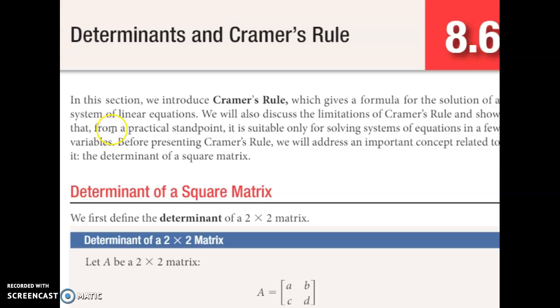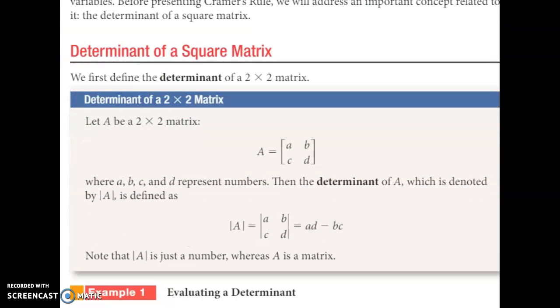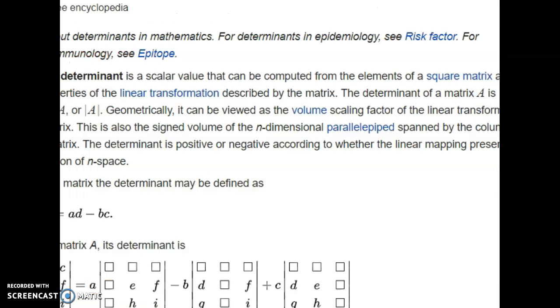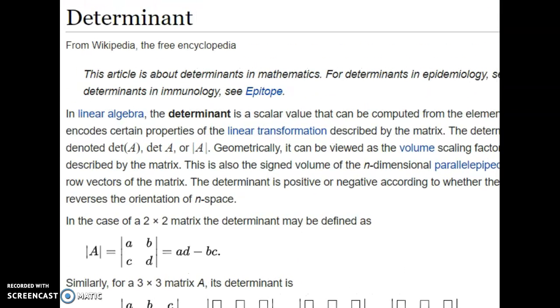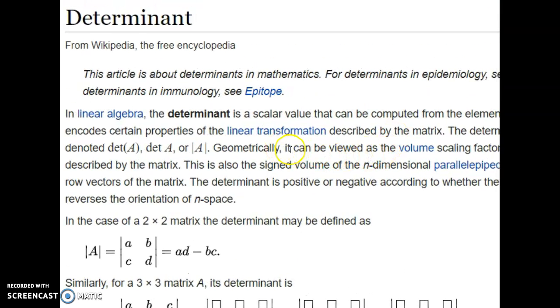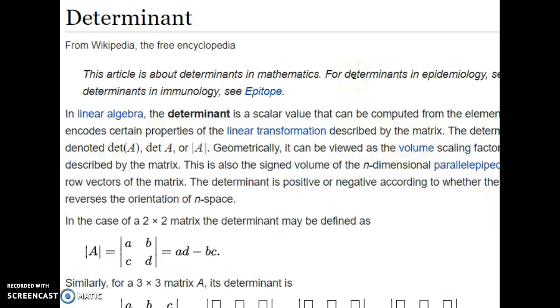This is a section on determinants and Cramer's rule. And so here's the determinant. I actually had to look it up to get across what a determinant is. It's kind of interesting. If you look at Wikipedia, which is echoed by other websites too, they pretty much say it's a volume scale, the volume of this box that you make with a matrix in three-dimensional space.